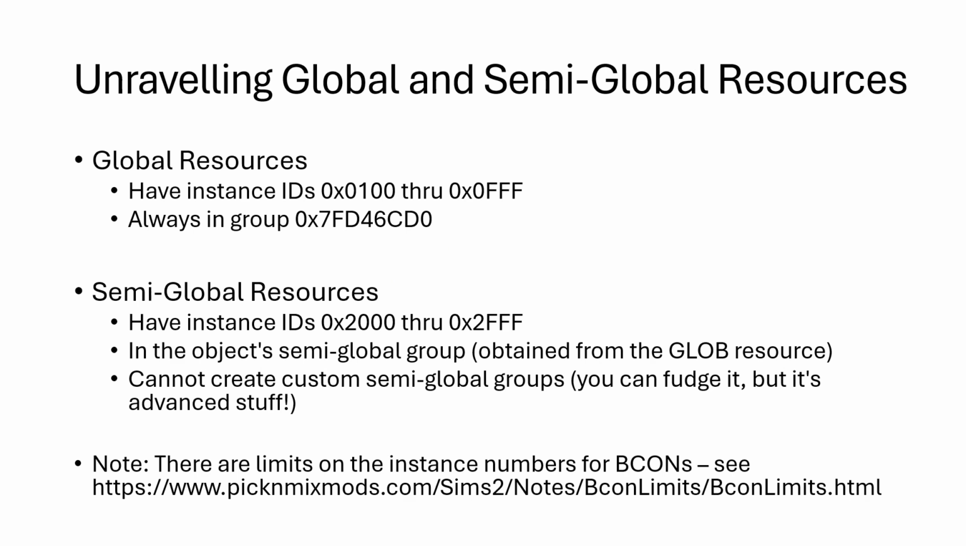So you've got your three groups. Local, only the object can access it. Global, anything can access it. And semi-global, things of the same type, chairs, tables, pictures, access and share their resources.